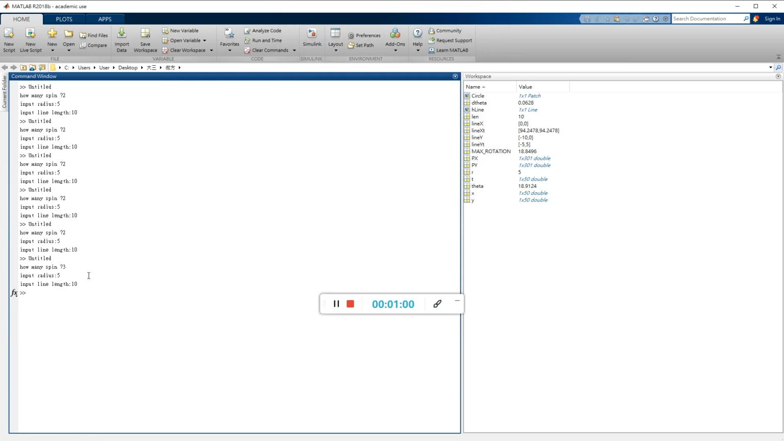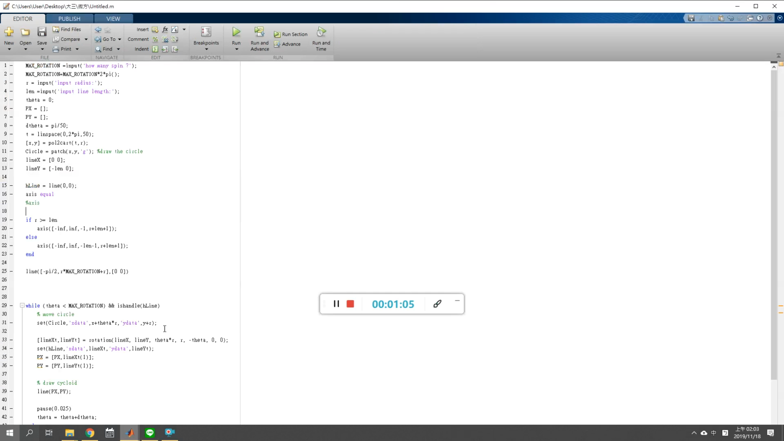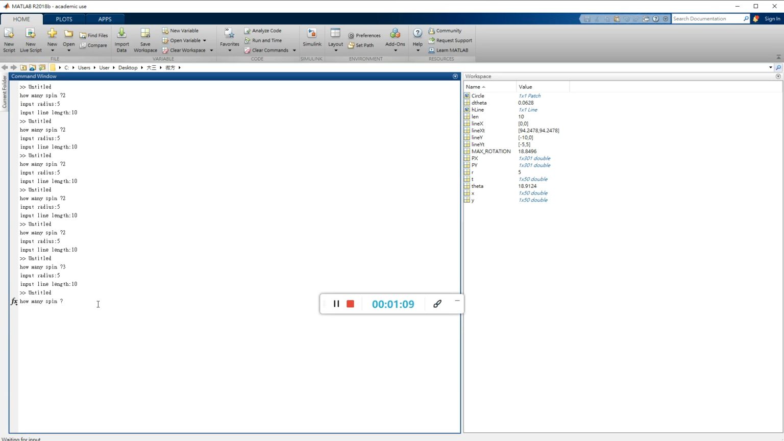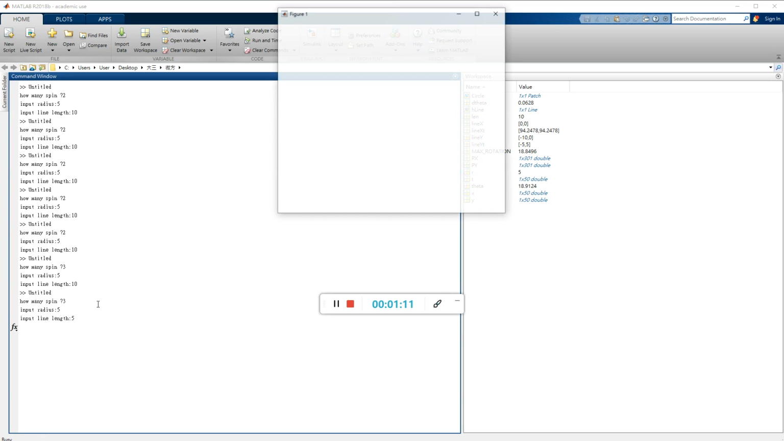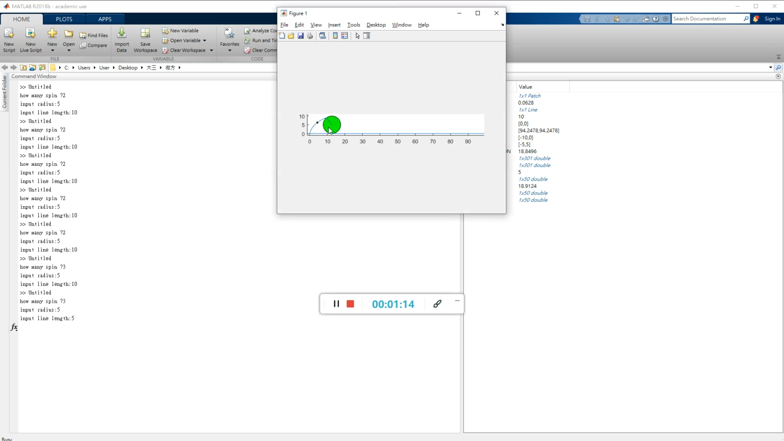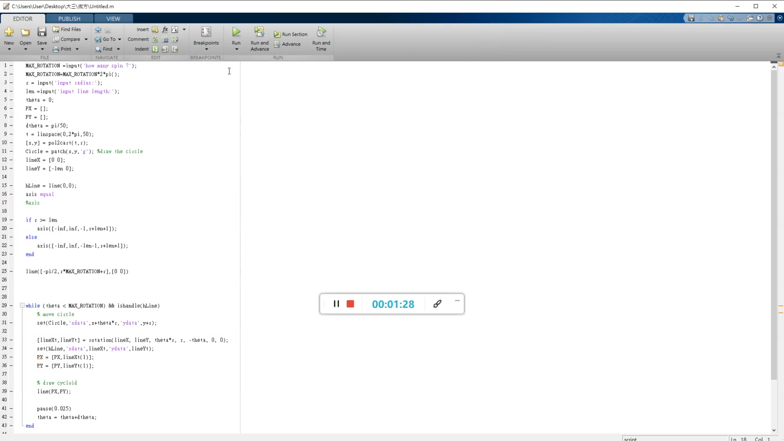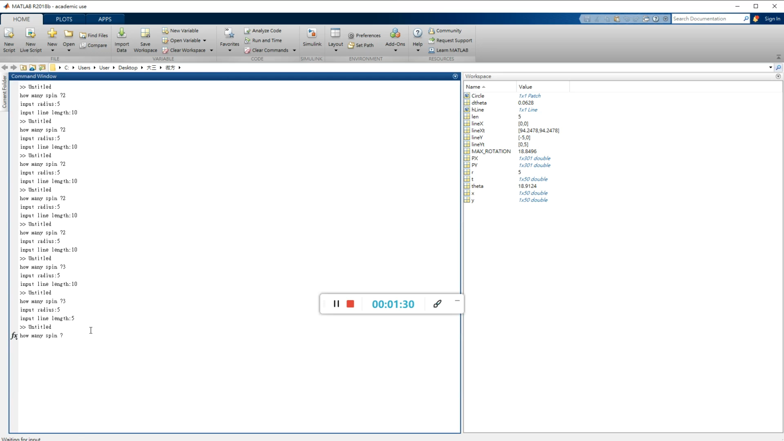And since I give it an arbitrary input, it can also be like this, and it will actually be a cycloid. Sorry, my computer is kind of laggy. And for smaller values, it will be like this.